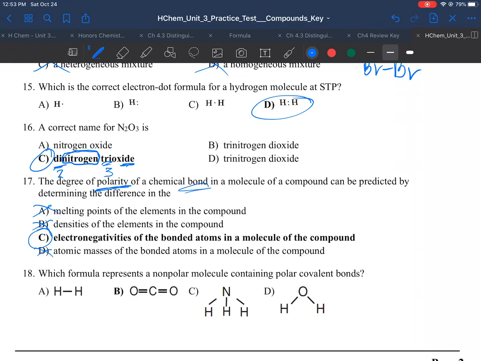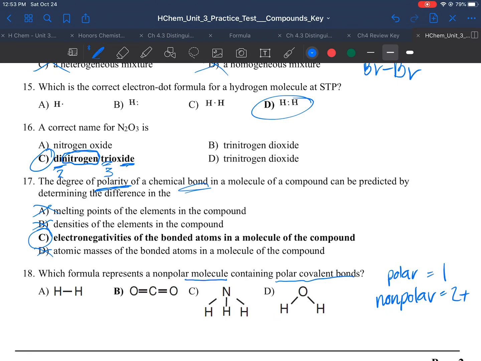Okay, and for number 18, it's asking for a nonpolar molecule that has polar covalent bonds. So, which one of these is nonpolar with polar bonds? So right away, if it's a polar molecule, you can eliminate that. So remember that polar is only one line of symmetry, and nonpolar is two or more.